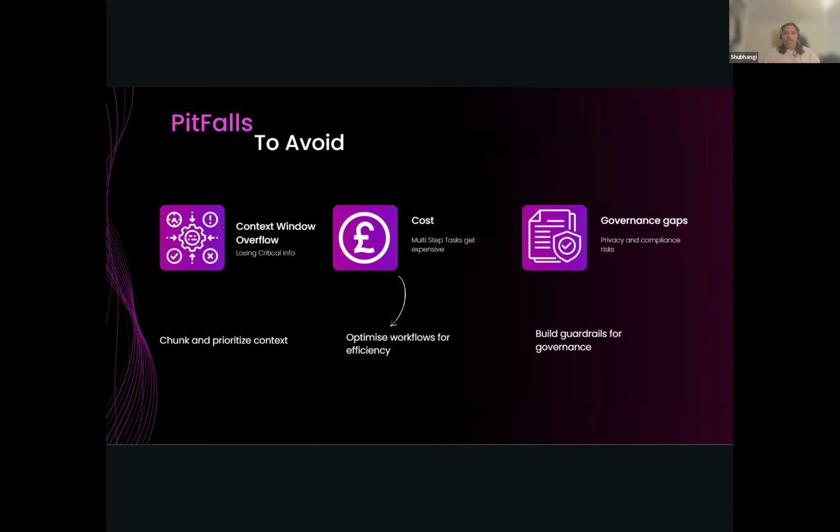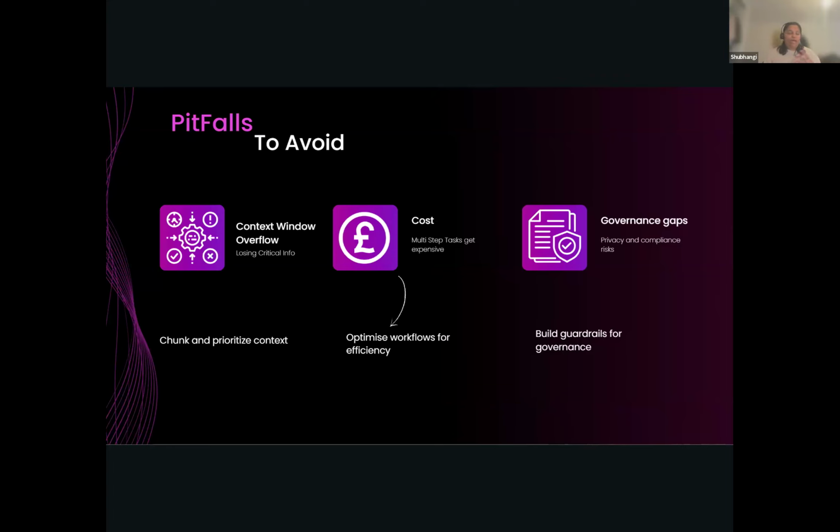Some more pitfalls to avoid: the first is context window overflow. Chunking is a very good technique which really works well if you want to prioritize what kind of context you want to use. The second is the cost. Multi-step tasks actually cost a lot more than single-step ones. So optimize your workflows for the kind of efficiency you want to create.